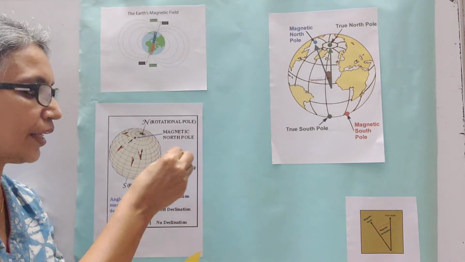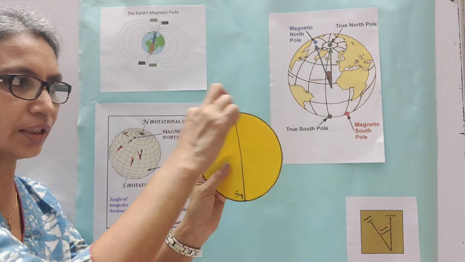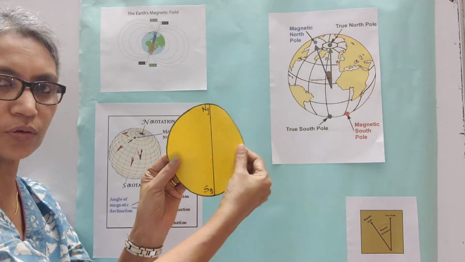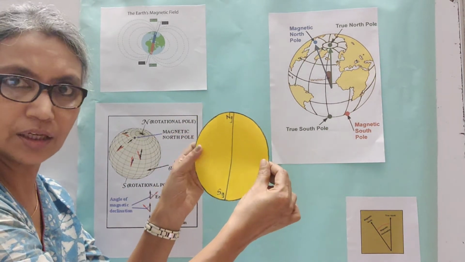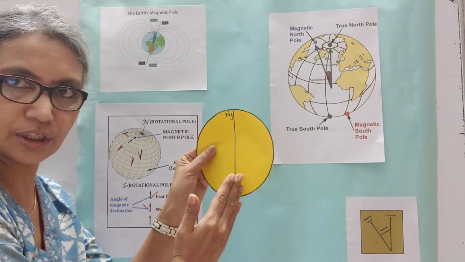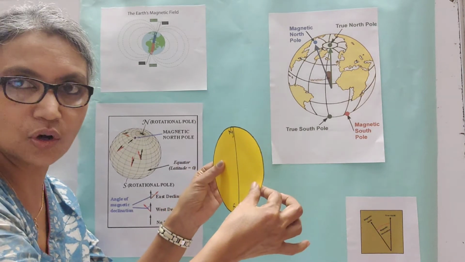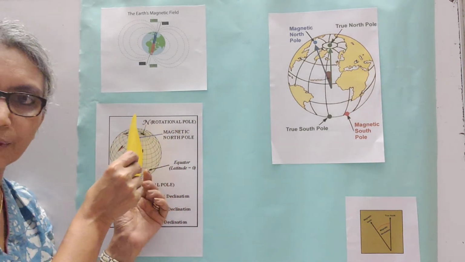So if I cut out a vertical plane from the earth, which contains the longitude circle, and this is the axis of rotation of the earth, about which the earth is rotating. Any vertical plane which contains the axis of rotation and the longitude circle is called the geographic meridian at that place. So at this place, this will be the geographic meridian.